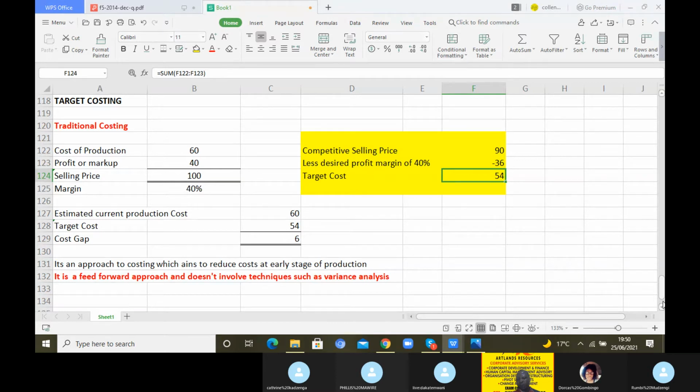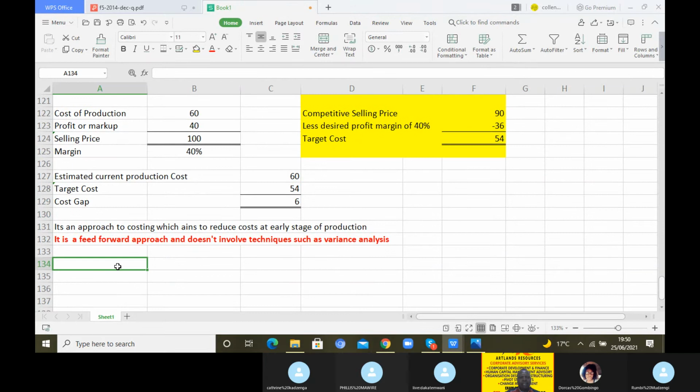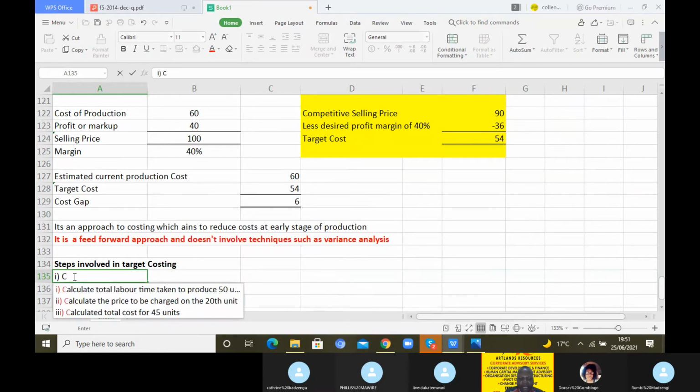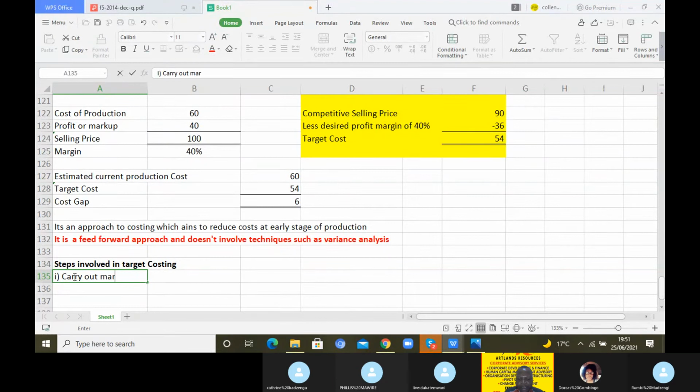Are we together? So what now are the steps involved in target costing? Yeah, we do have quite a lot of steps, but you can see here that step number 1 is to carry out market research. That's what you do first.